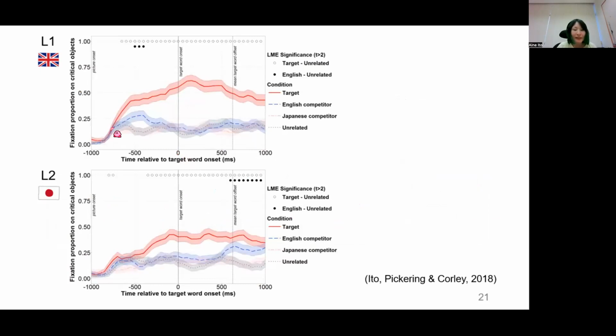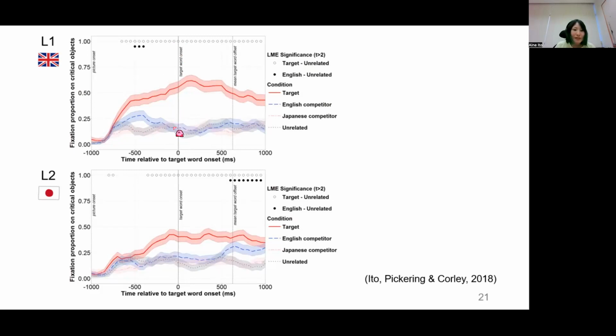This is now showing the fixation proportion to the target in red and the English competitor in blue and pink, which mostly overlap with the gray bar. This is the Japanese competitor condition, and the unrelated is in gray. Okay. So just looking at the pattern, we can see that the fixation proportion to the target increases, right? And this is the target word onset. So this increase happens before the target word onset, right?